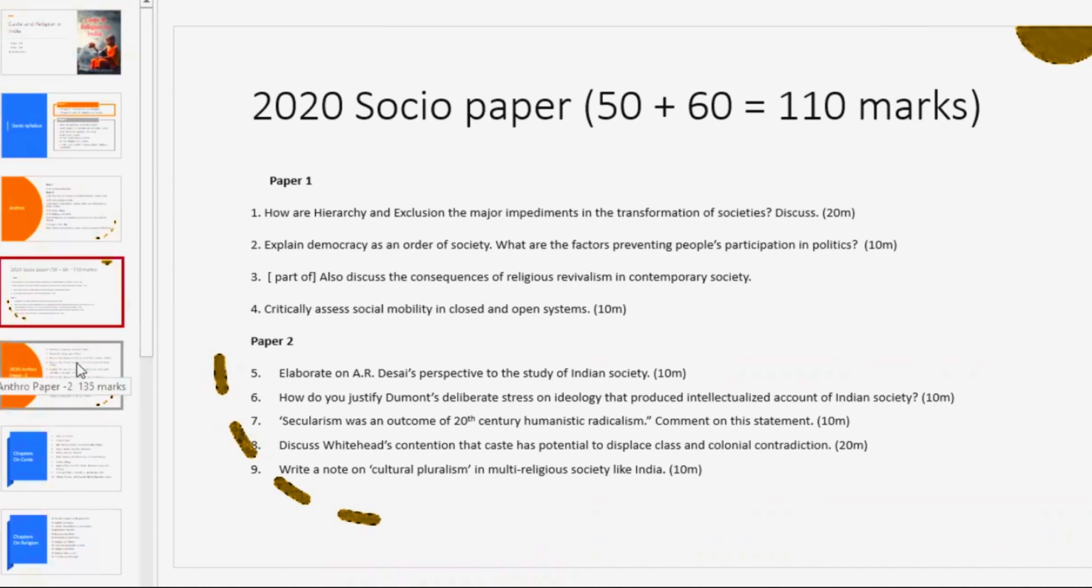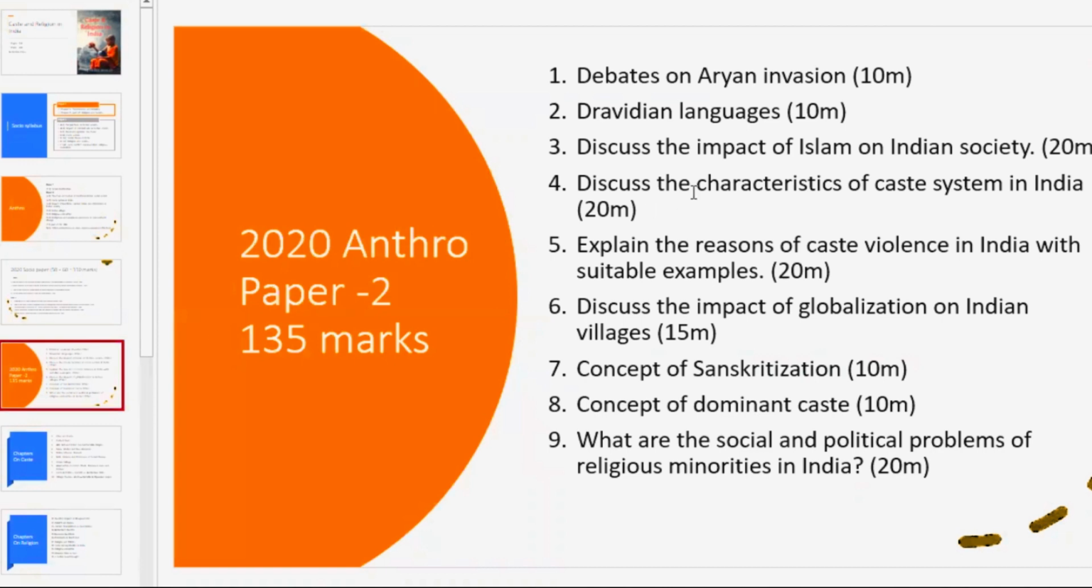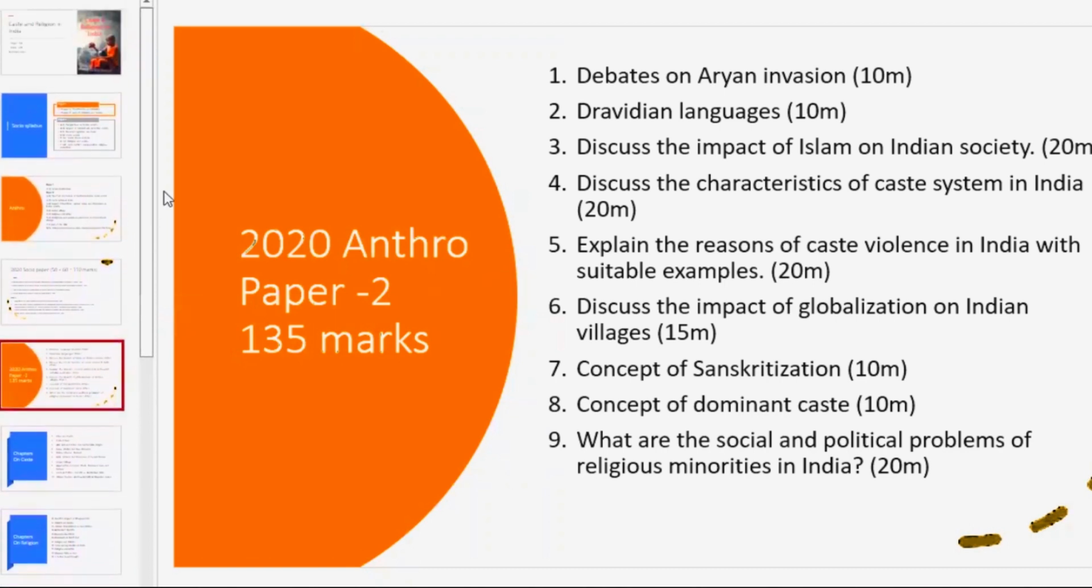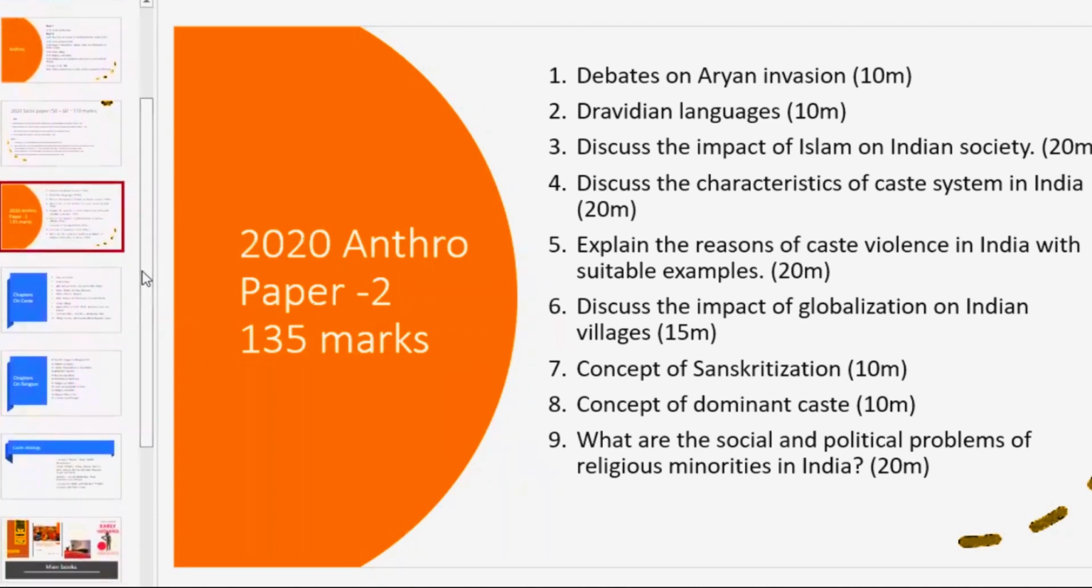How much in anthropology? These many questions. 135 marks. Debates on Aryan invasion, Dravidian languages, impact of Islam, characteristics of caste system, reasons for caste violence, impact of globalization, Sanskritization, dominant caste, religious minorities in India. So this is the socio and anthro syllabus, and these are the question papers. Okay.